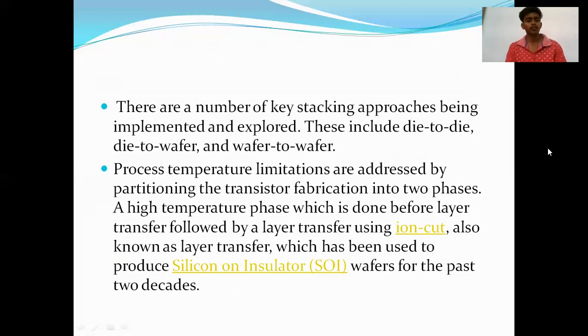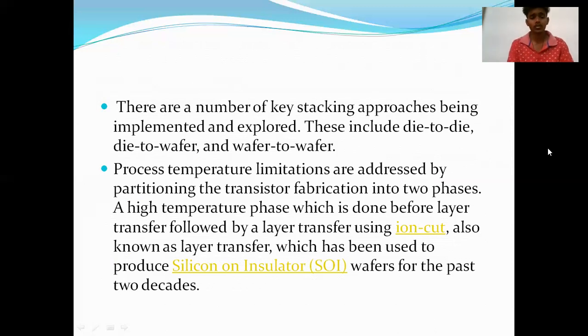We have a process where temperature limitations are addressed by partitioning the transistor fabrication into two phases: a high-temperature phase, which is done before layer transfer, followed by a layer transfer using ion-cut, also known as layer transfer, which has been used to produce silicon-on-insulator wafers for the past two decades.